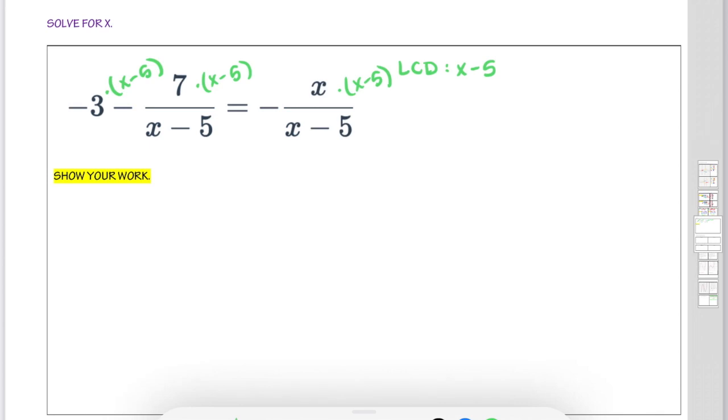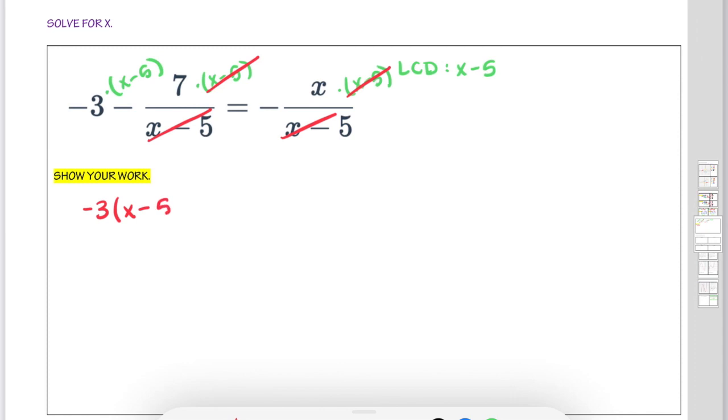You have to multiply every single term by your LCD, even if it doesn't have a denominator that you need to cancel. You still have to multiply everything. We have to do the same thing to every term. So for the negative 3 times x minus 5, nothing's going to cancel. We're going to have to carry them both down. For the 7 over x minus 5 times x minus 5, that is going to cancel. And on the right side, it's also going to cancel out the x minus 5. That's the whole point. We don't want to have any more denominators.